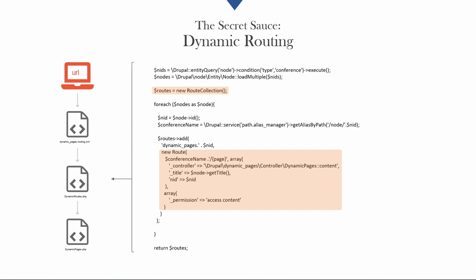You can see that we are registering all the existing conferences that we have and adding a variable to the route. So in this case, whenever an HTTP request is done to one of those paths, a controller is being triggered. And after that, a new route collection is sent.